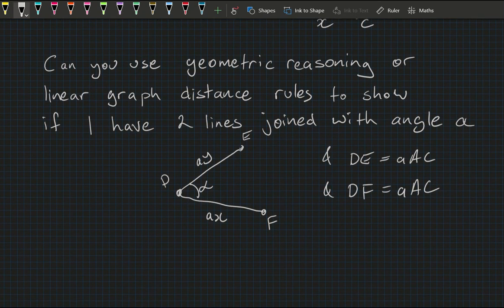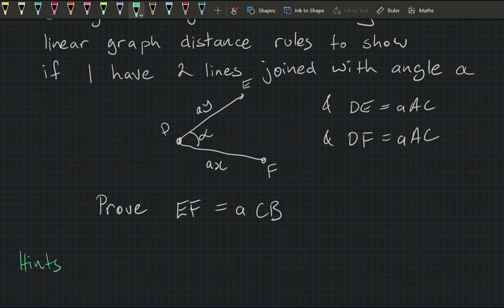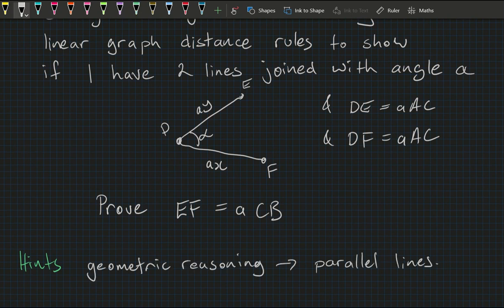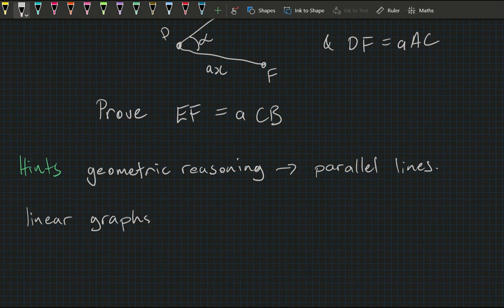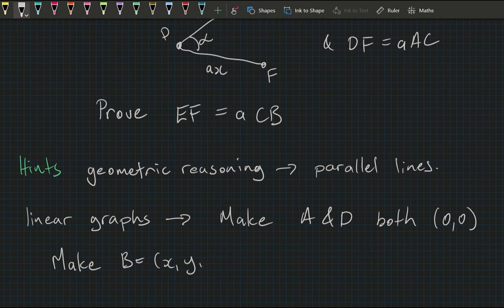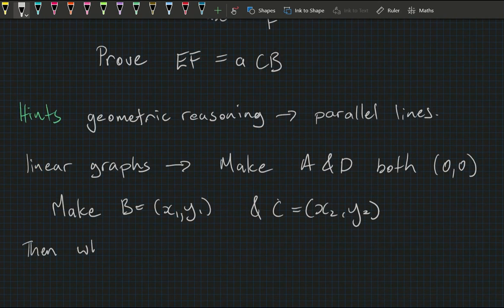So I'll give you a hint. The way you're going to prove this is that the distance from E to F is equal to A times C to B. So my hints to you are geometric reasoning would be using parallel lines. And if you're going to use techniques from linear graphs, make D and A equal to the point 0, 0, and make B equal to x1, y1, and C equal to x2, y2. Then you might want to think about, what does that make E and F? What are the distance functions and stuff like that?